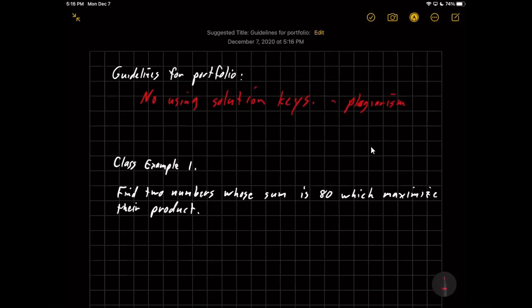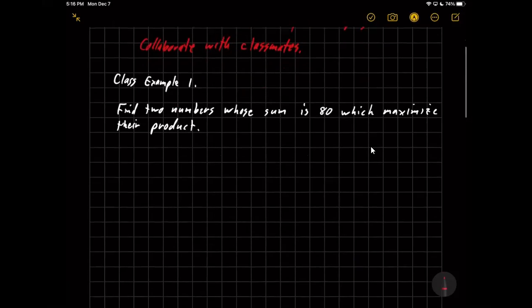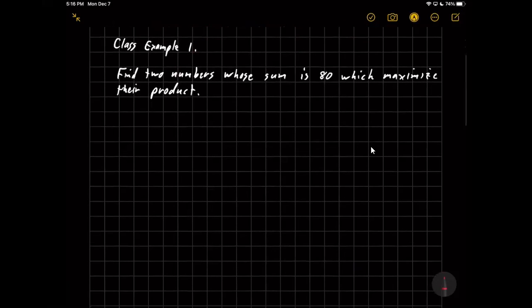You can collaborate with your classmates, and you can ask questions of me. But I want you to wrestle through these problems. You can't copy their work, but you can ask them for suggestions. All right. So what we are going to begin is our optimization portfolio. Right here is a first example problem of the kinds of problems that we're going to be working with.